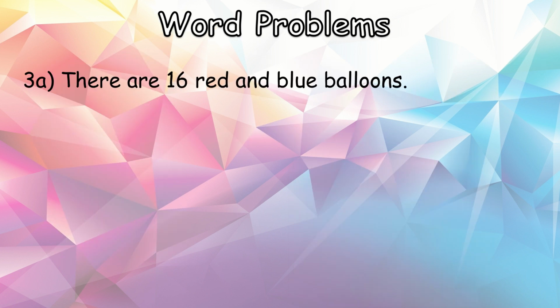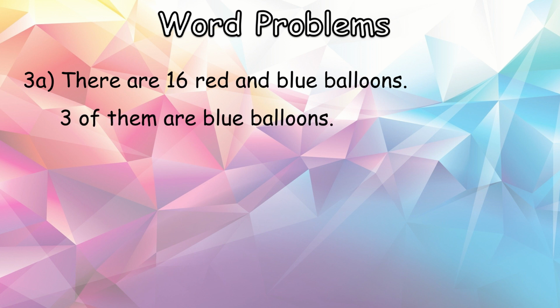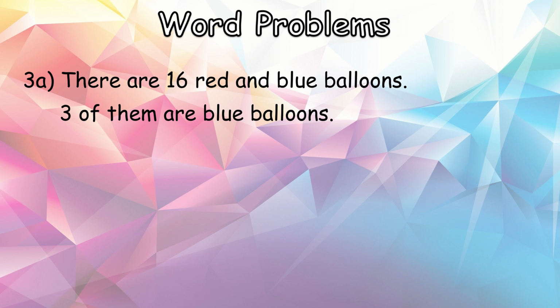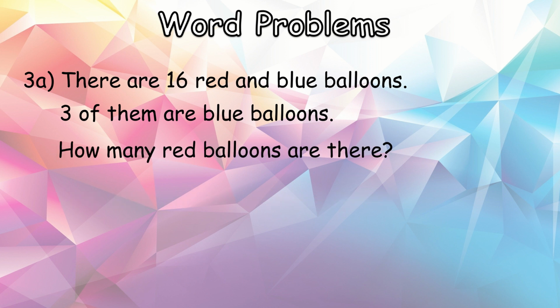I am on page 14 now. Let's look at the first question, 13a. There are 16 red and blue balloons. At this point of time, we don't know how many red and how many blue balloons there are. So we read the next sentence. 3 of them are blue balloons. So we know 3 are blue. And how many red balloons are there? At this point of time, we already know that 3 are blue. So that's the important one.